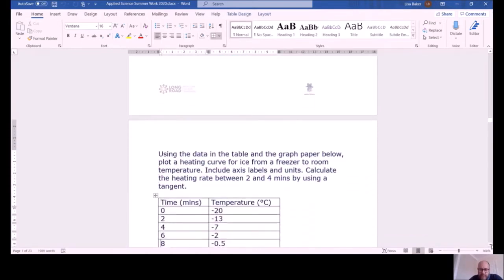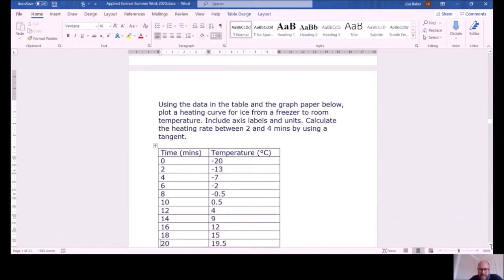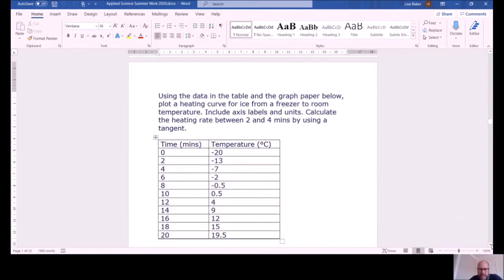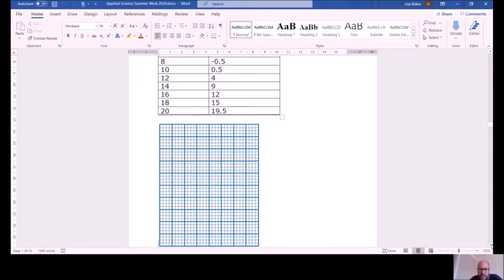The next one is you've got some data, and I'd like you to interpret the data a little bit. Okay, so you need to plot a graph of time versus temperature. I've included a small bit of graph paper there for you if you're going to print this out. If you want to use Excel and you're quite proficient with it, you can cut my table in and you can use the graph functionality to produce your own graph.